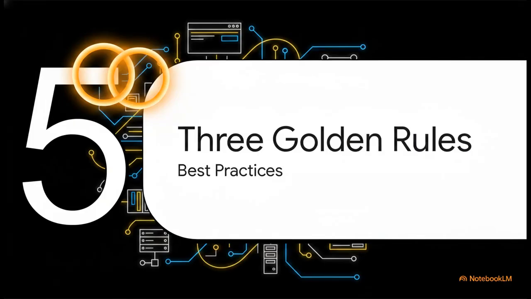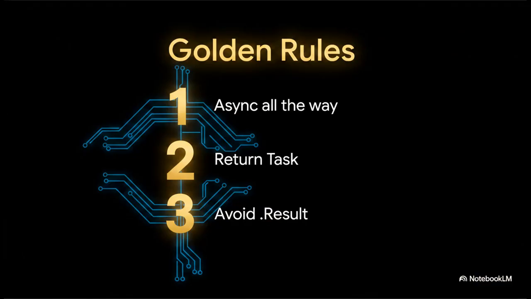Section 5, 3 golden rules. Let's zoom back out from all those deep technical mechanics and look at 3 best practices you can start using today. Software engineer Oleg Kyrylchuk shared these, and they are basically the non-negotiable rules for writing stable async code. Rule number 1, async all the way down. Number 2, return Task, not void. And number 3, avoid .Result or .Wait. Let's break these down one by one.